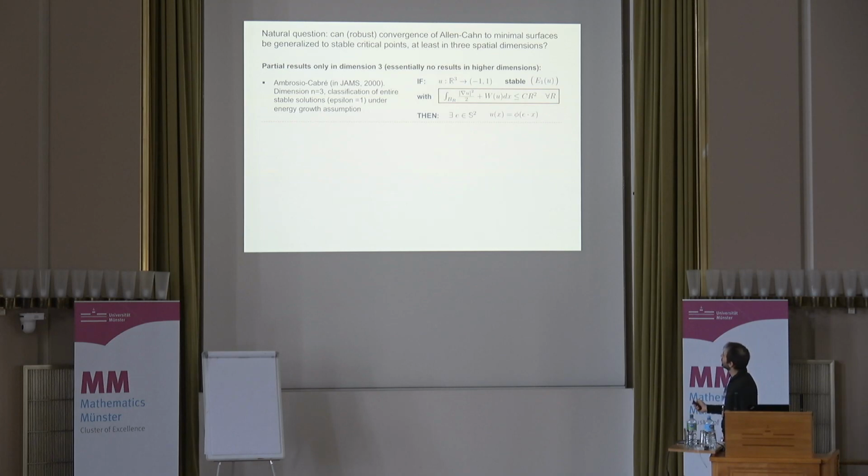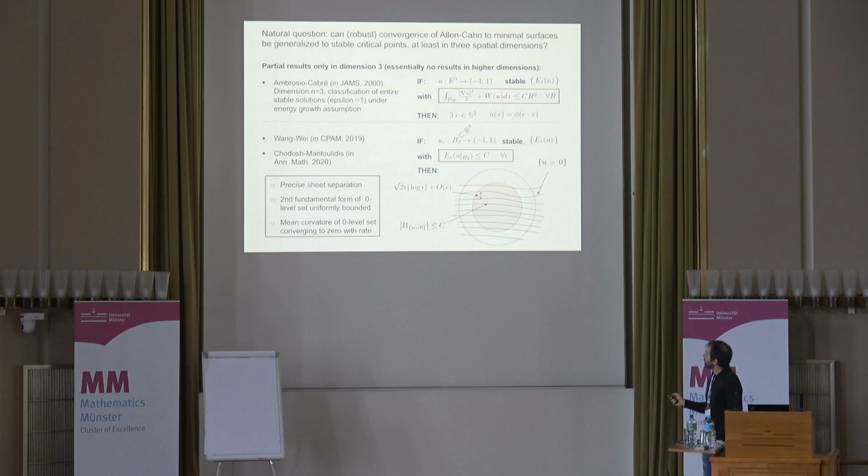Then they show that there exists some direction in the sphere such that u is one-dimensional, so it depends only on the variable e scalar product x. So all the level sets of u are hyperplanes. It's like the one-dimensional solution, but you put it in some direction.